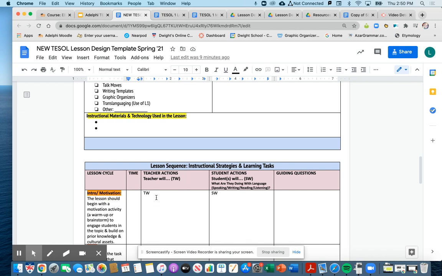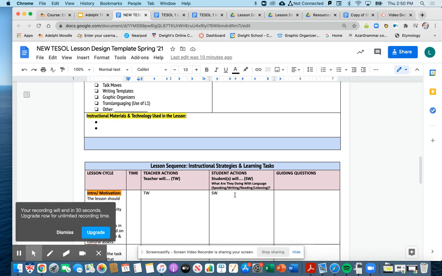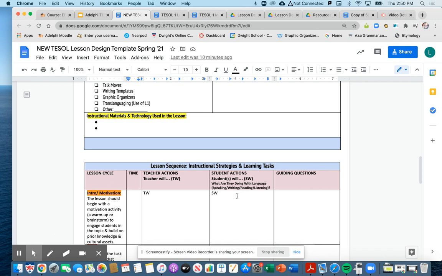You also see here teacher actions, student actions. I found this to make me a better teacher because it makes me think about, okay, when the students are doing group work, what am I doing? How can I be an effective educator?